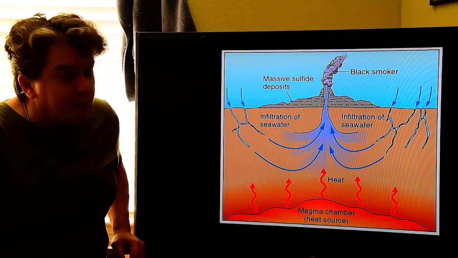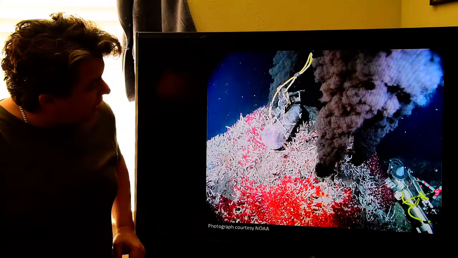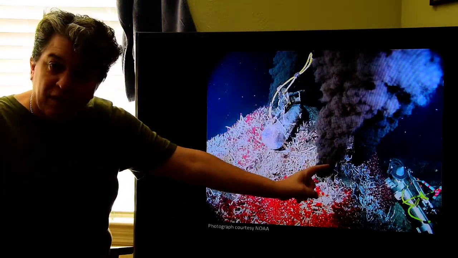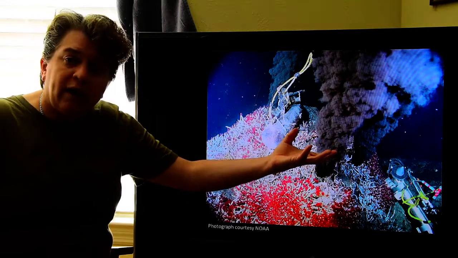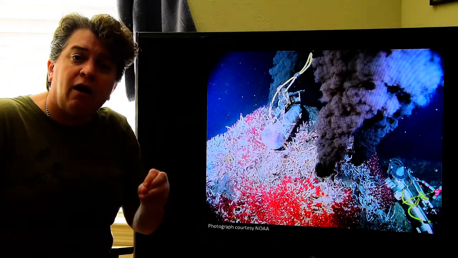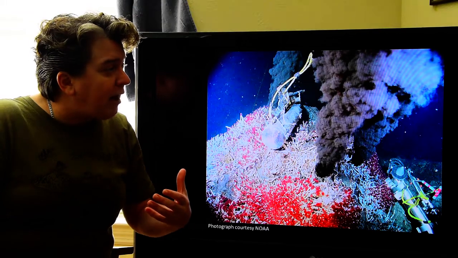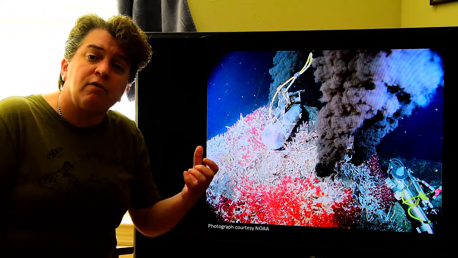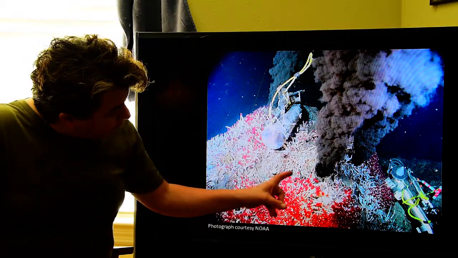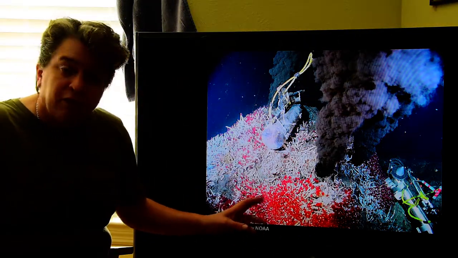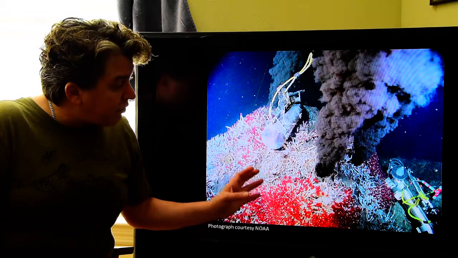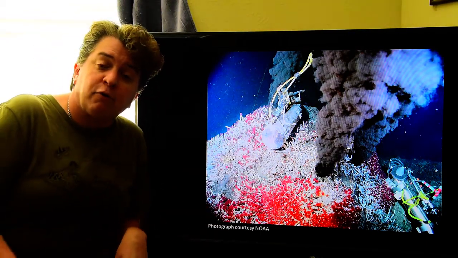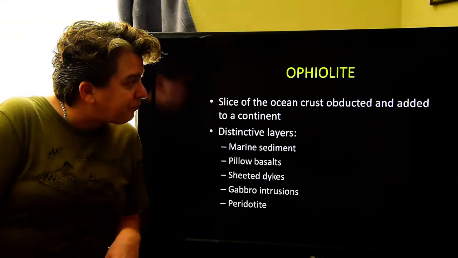So what's a black smoker look like, and how does it get its name? There's one. This black stuff that looks like black smoke billowing out of that is actually very hot water. It's very black like that because it has so many dissolved minerals in it. Now you might be wondering what all this red stuff is here. Those are tube worms. Those are actually organisms that are specially adapted to live in this sort of environment.